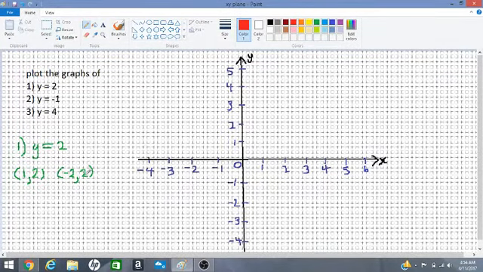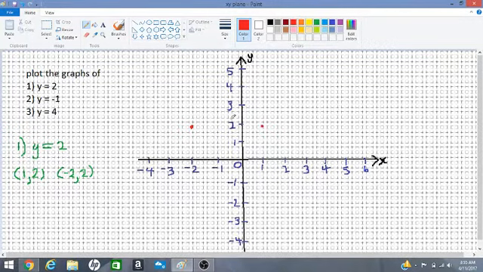And plotting point (1, 2), the first number is 1, second number is 2. We follow the grid lines up and across, and we make our point here. Second point, (-2, 2). So -2 is coming from the x-axis, and 2 is coming from the y-axis. So we plot our point.